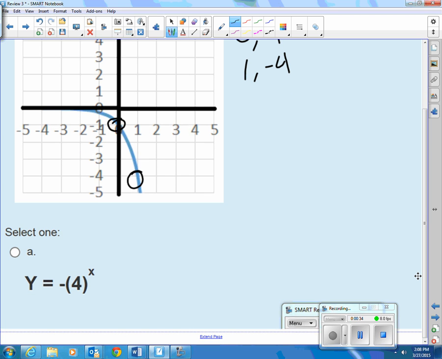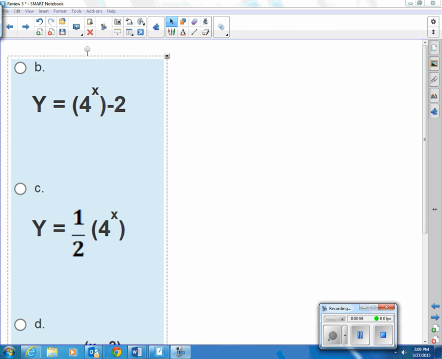4 to the 0 is, anything to the 0 power is 1. So that gives me, because it has the negative there, a -1. So that one could be. If I put in a 1, 4 to the 1 is 4, and that negative gives me a -4. That one matches. I could check the others depending on how much time I have, but if both of them match, it's a fair bet you can move on.